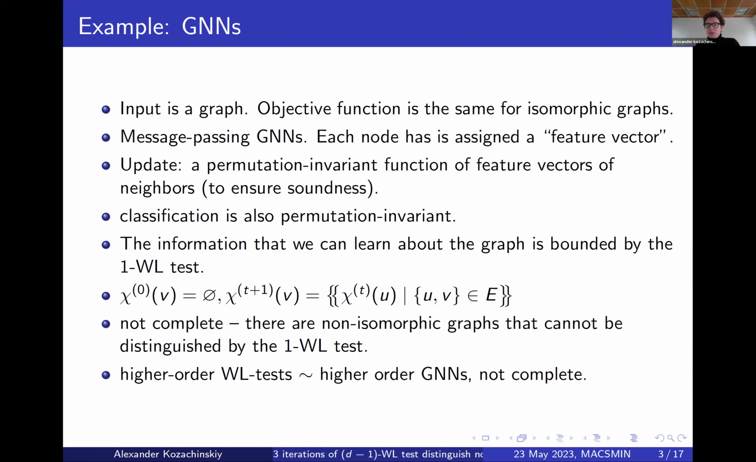And then you can observe that if I have isomorphic graphs and I run this message passing graph neural network on them, it will give me the same multiset of feature vectors in the end, because if you have an isomorphism, everything is permutation invariant, so the graph neural network will behave the same.